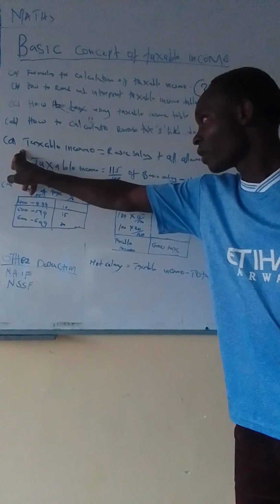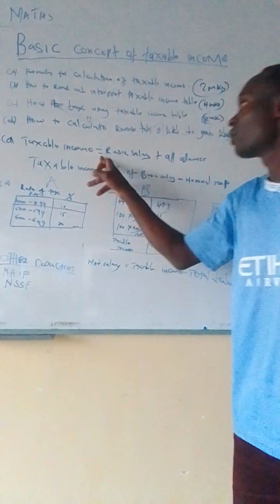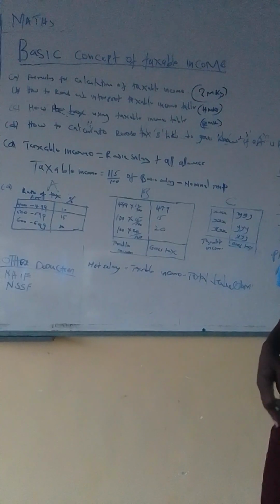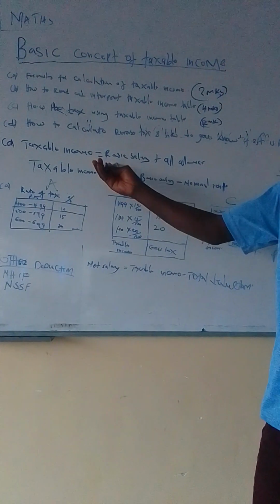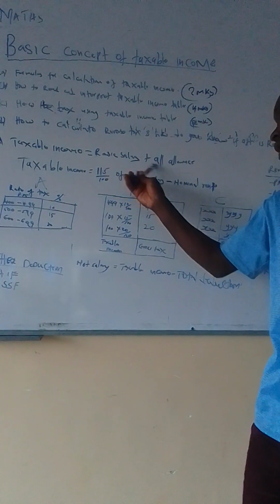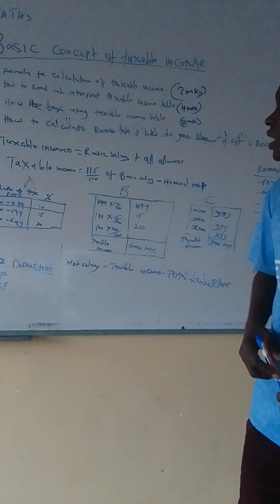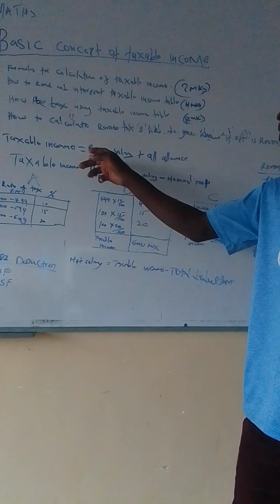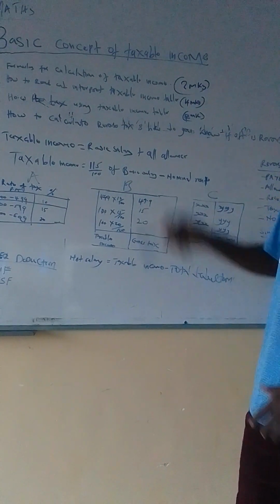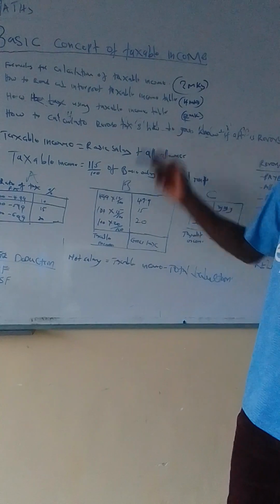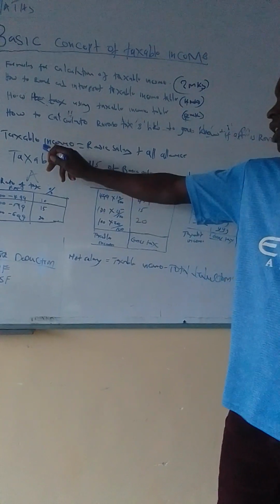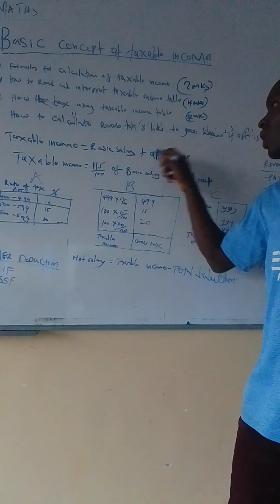Taxable income is equal to basic salary plus all allowances. The basic salary you have in your question, and allowances you will be given in your question. So your work is to add. Just add basic salary plus all allowance. You score 2 marks. The least you can score there is 2 marks. So taxable income is equal to basic salary plus all allowance.